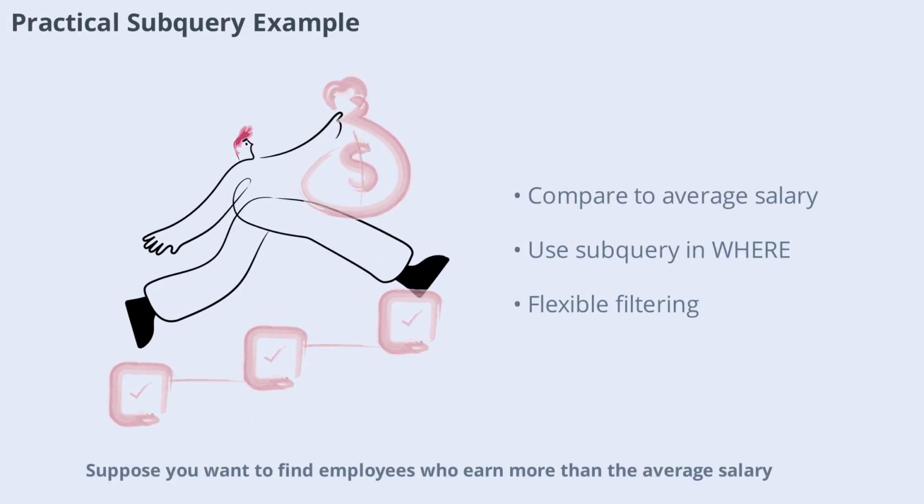Suppose you want to find employees who earn more than the average salary. You use a subquery to calculate the average, then filter the main query. SELECT * FROM employee WHERE salary > (SELECT AVG(salary) FROM employee). This demonstrates how subqueries can add power and flexibility to your SQL statements.